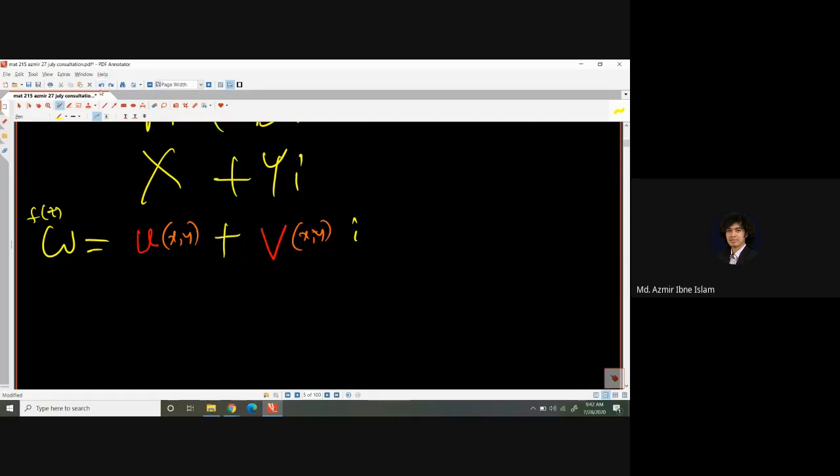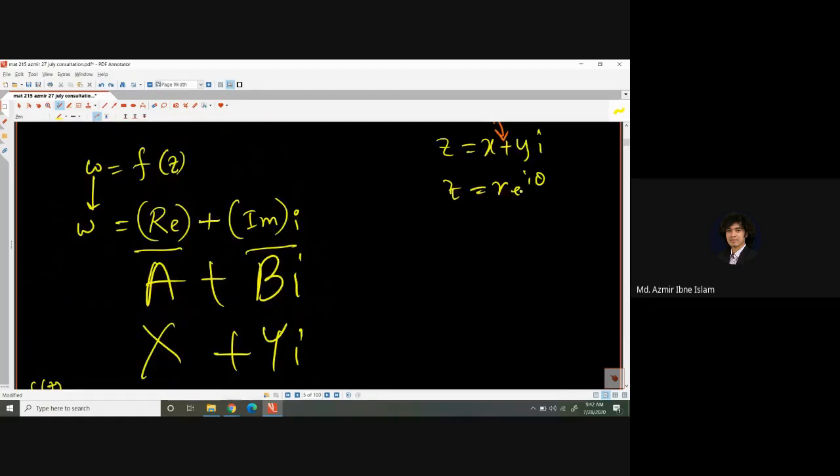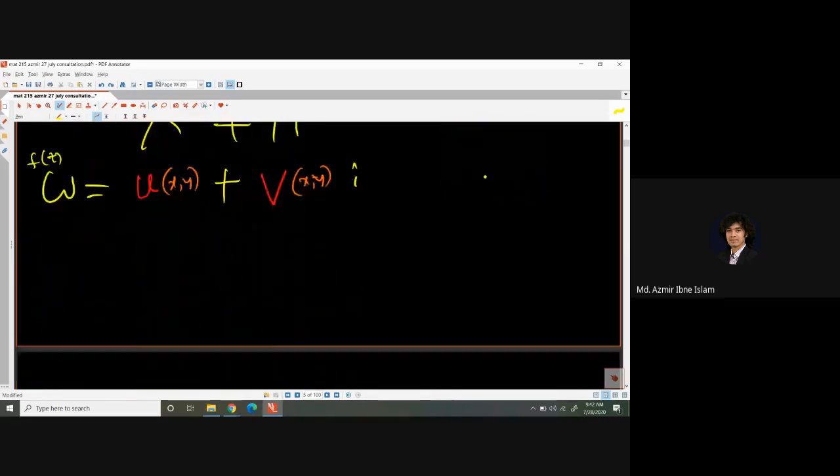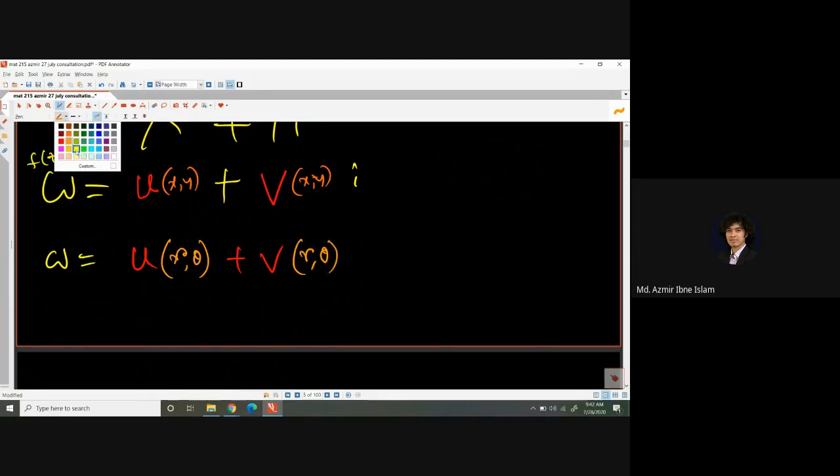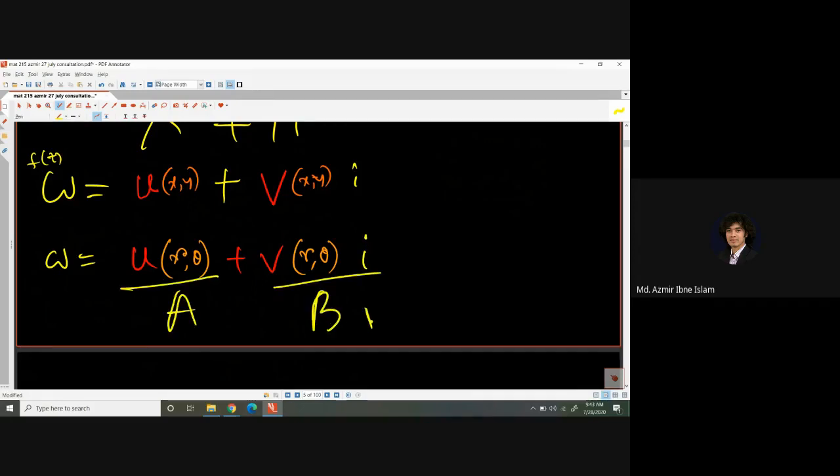u plus vi. Or, since we have the other form r e to the power i theta, if we are inputting r e to the power i theta, then w will be u plus vi again, but this time u will be a function of r comma theta, and v will be a function of r comma theta also, with i. That means it is of a plus bi form.